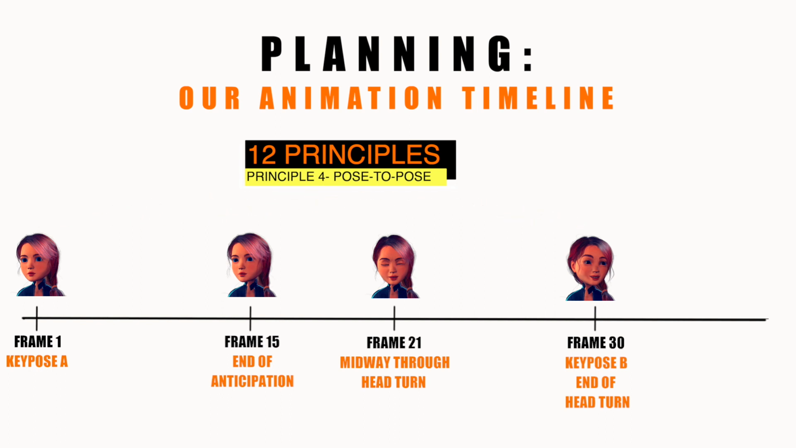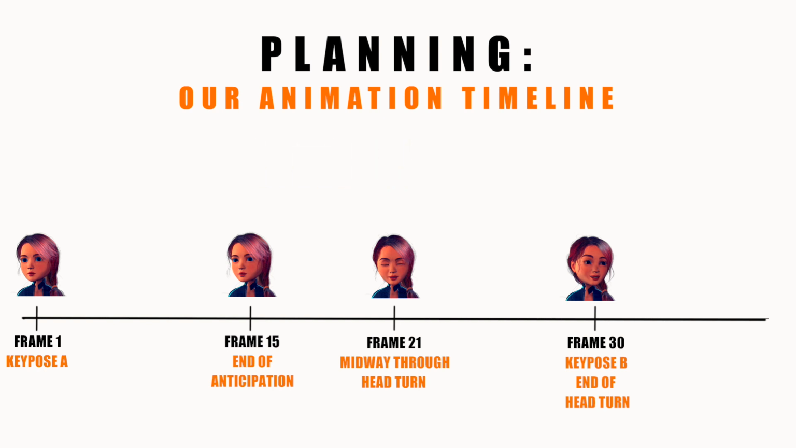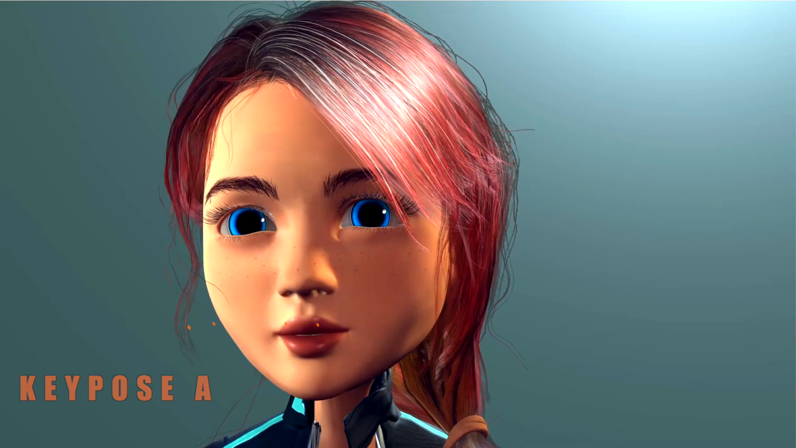So at the end of this particular head turn, we'll have a hold from frame 30 to plus minus frame 37. And then finally, we need to accommodate for what's called an overshoot or a follow-through according to the 12 principles of animation. And that is basically the opposite of anticipation.